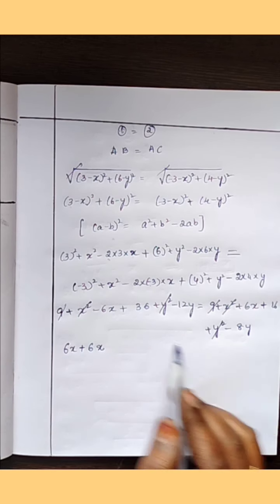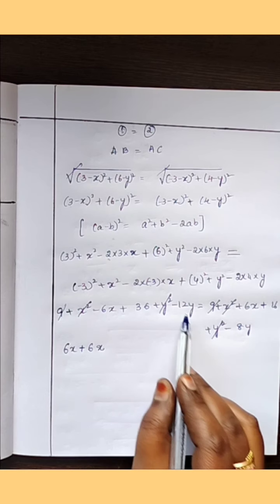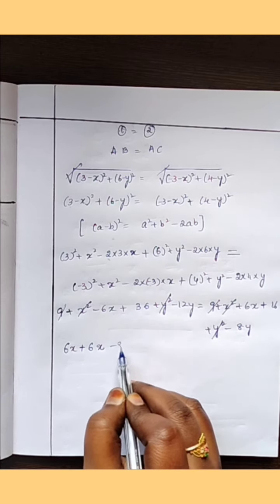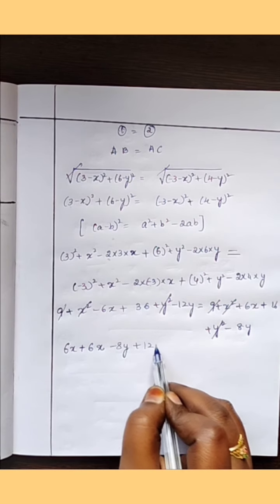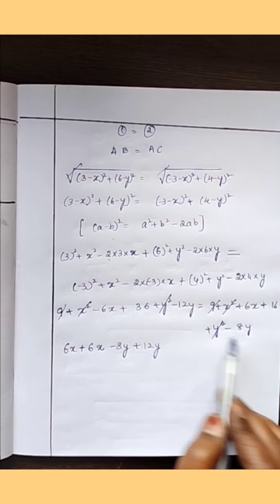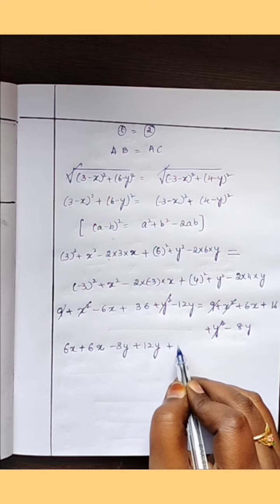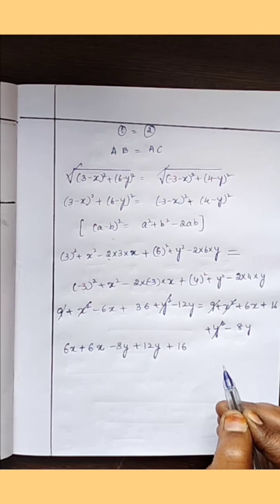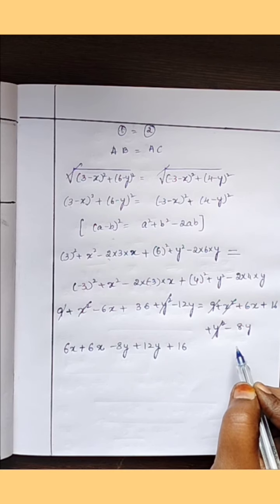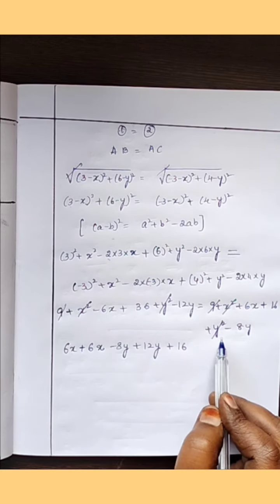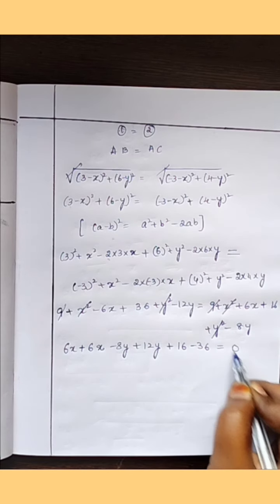Okay. Next, what is the remaining term here? Minus 8y is there. This side 12y is there. Minus 8y, write down as it is in that position only. Send this 12y to this side, it will become plus 12y. Next, 16 is there here. Write down plus 16. Plus 16 as it is. Now send this 36 to this side, it will become minus 36, equal to 0.